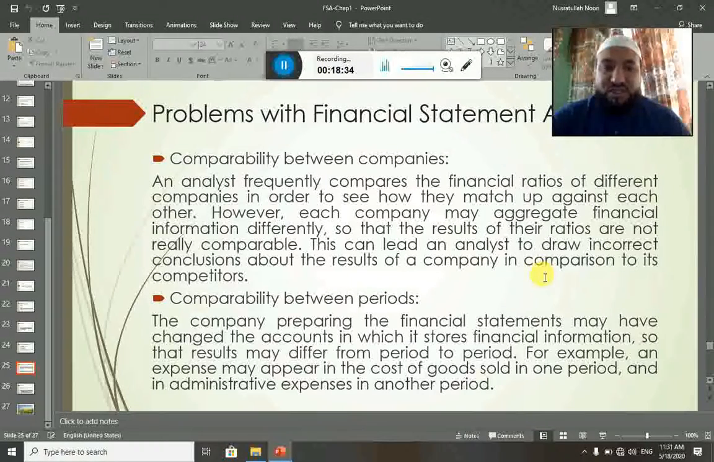So what is the first drawback? An analyst frequently compares the financial ratios of different companies in order to see how they match up against each other. However, each company may aggregate financial information differently, so that the results of the ratios are not really comparable. This can lead an analyst to draw an incorrect conclusion about the results of a company in comparison to its competitors. Now look at this. This is very, very important.